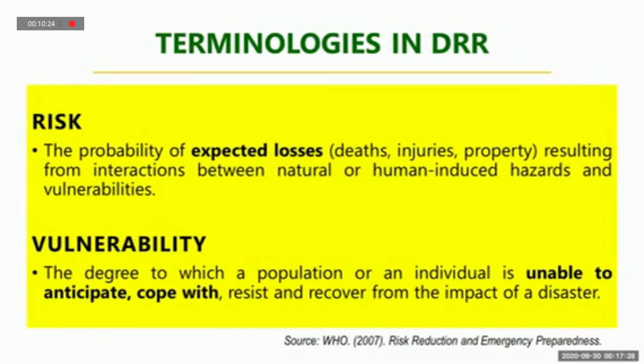So continuing with your definition of terms, for the risk, in disaster risk reduction, this is the probability of your expected losses resulting from interaction between your natural hazard or your human induced hazards and your vulnerabilities. Your vulnerability, that's the degree to which a population or individual is unable to anticipate, cope with, or resist and recover from the impact of your disaster.